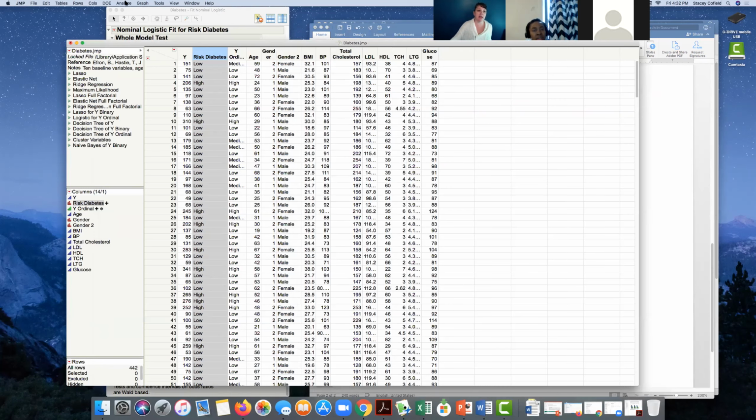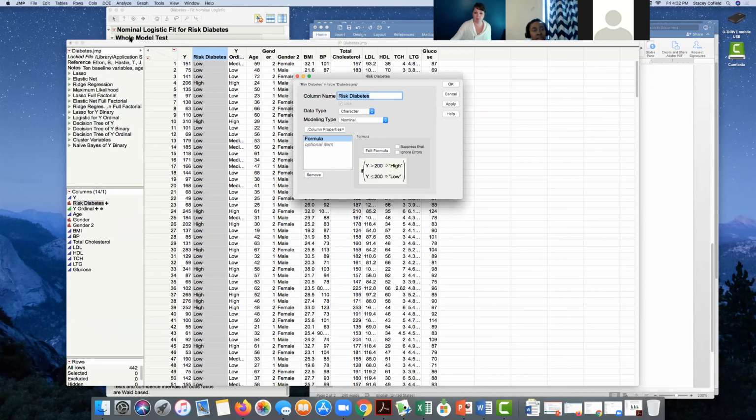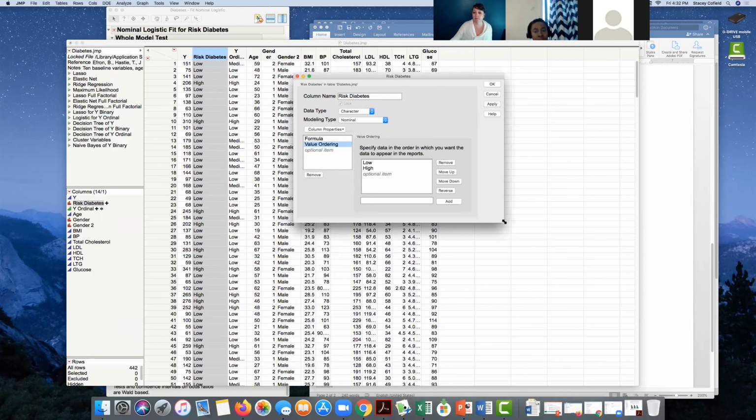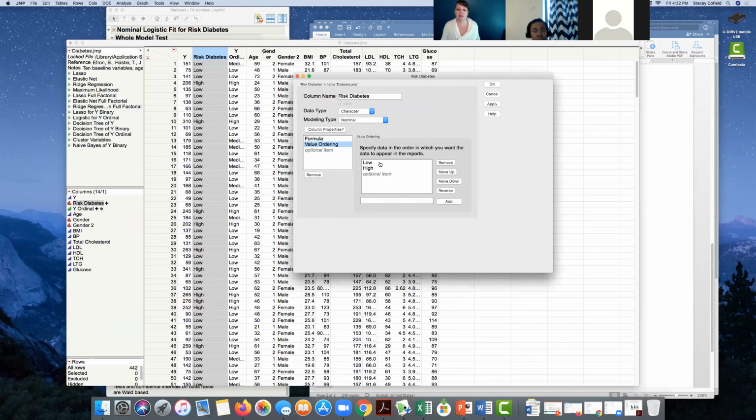If I go into risk of diabetes and go into column information, and I go into value ordering, it's having low come before high because it's doing it in reverse alphabetical order. It's stupid. I don't know why it does that. But I want to swap it. I want to look at high risk compared to low risk. So I'm just going to swap it. I value ordered it so that I can get my odds ratios to tell me the probability of being high risk. That's what I'm interested in.